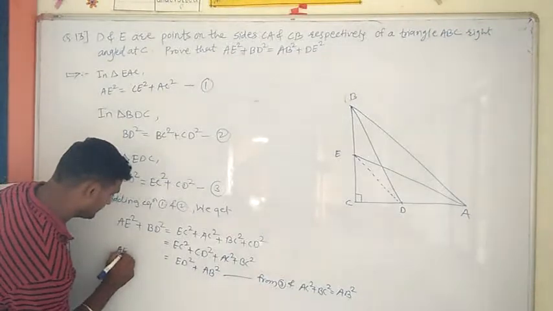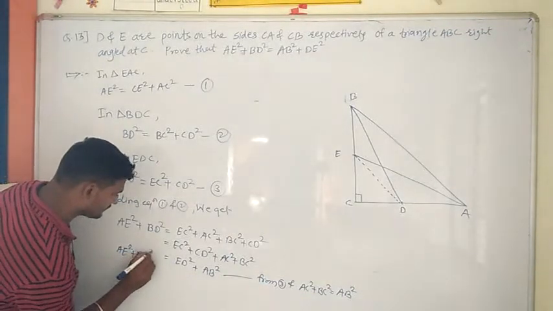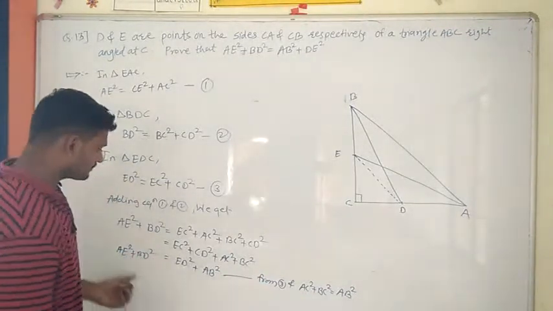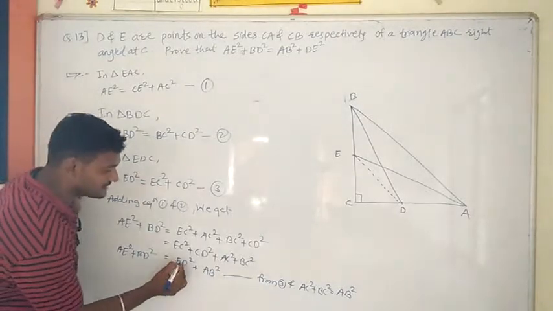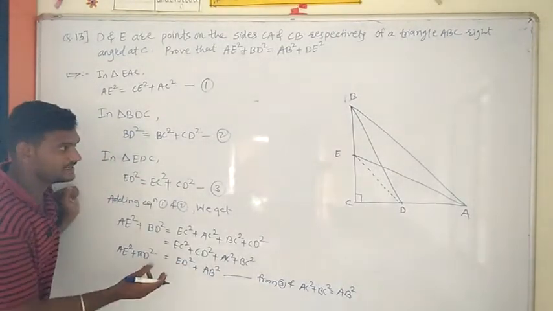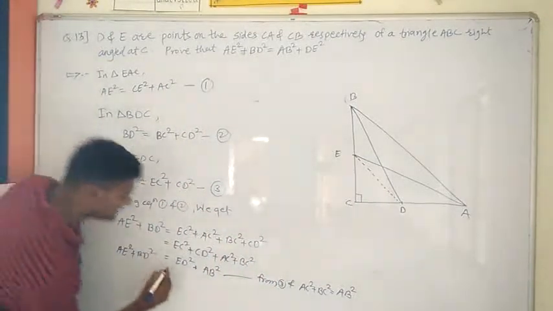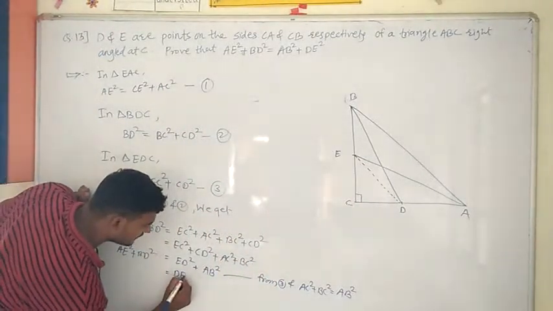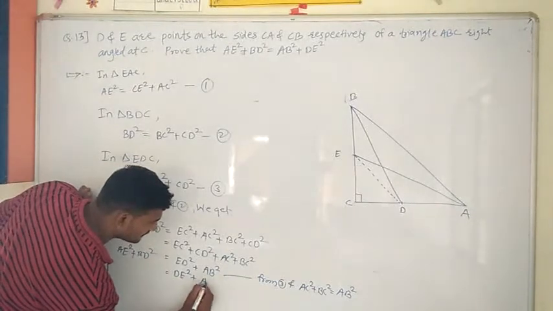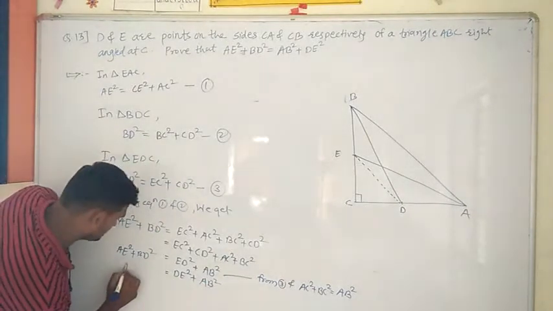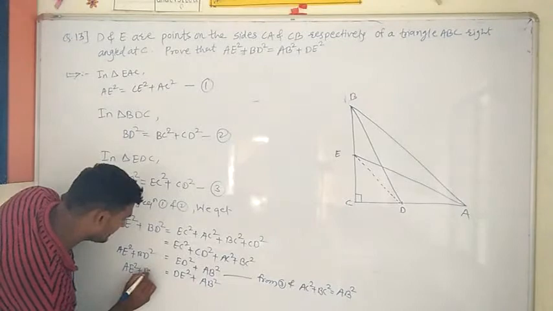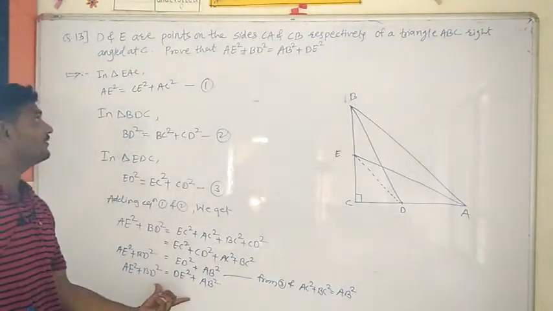We got here AE square plus BD square is equal to this much. Now, instead of this ED square, can I write DE square? Because ED and DE both are the same. Therefore, instead of this ED, I can write DE square plus AB square, which is equal to AE square plus BD square as it is. This much only we want in the proof.